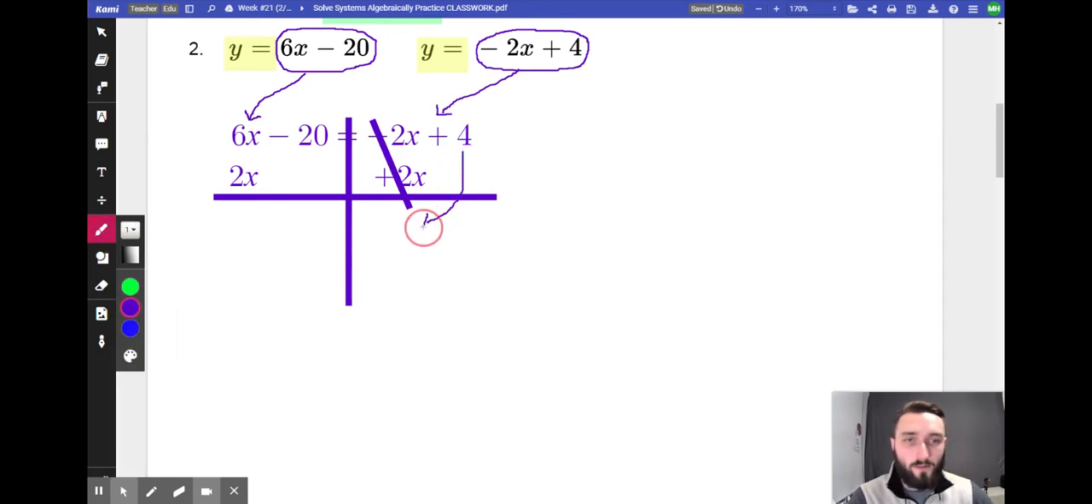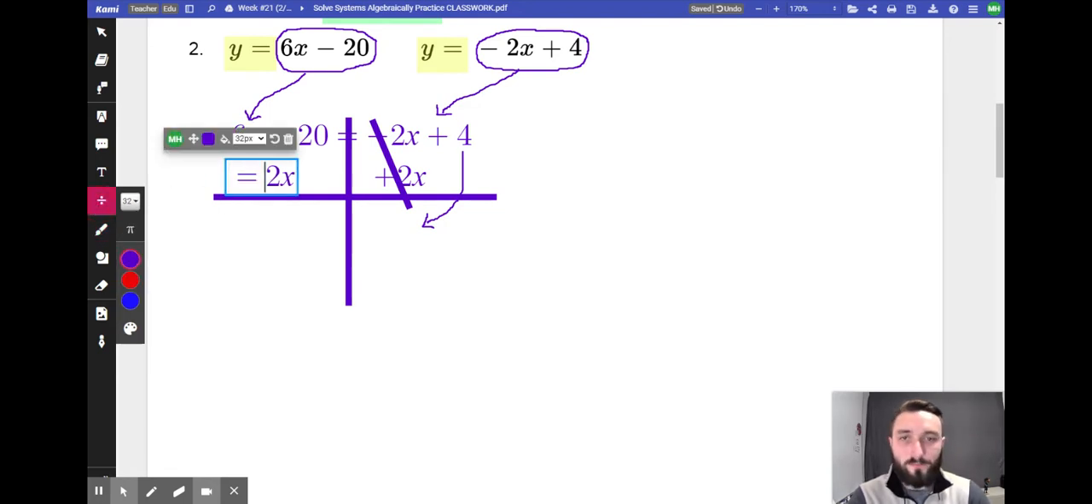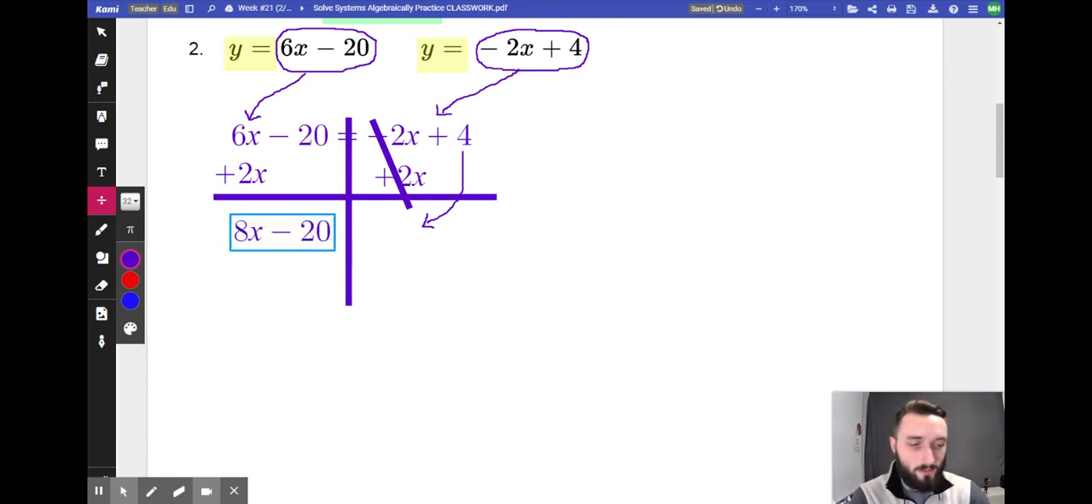All I have left is the 4 on the right side, which is positive, so I'll bring that down. Over here, I have my plus. Oops, I'm missing a plus. All right, plus 2x, and I have a 6x, so adding those together should give me 8x in total. Still have my minus 20, which I'm bringing down, and then I have my 4 on the right side.